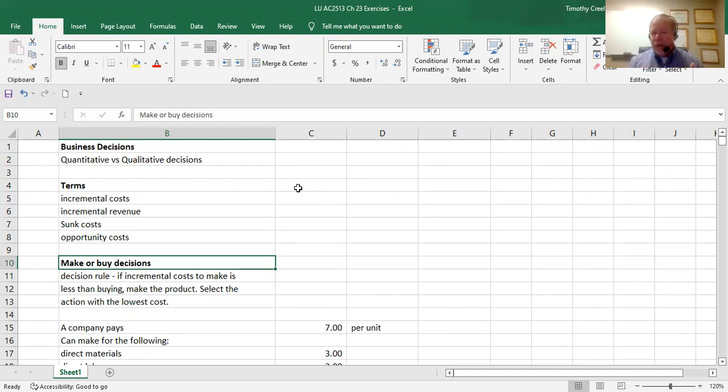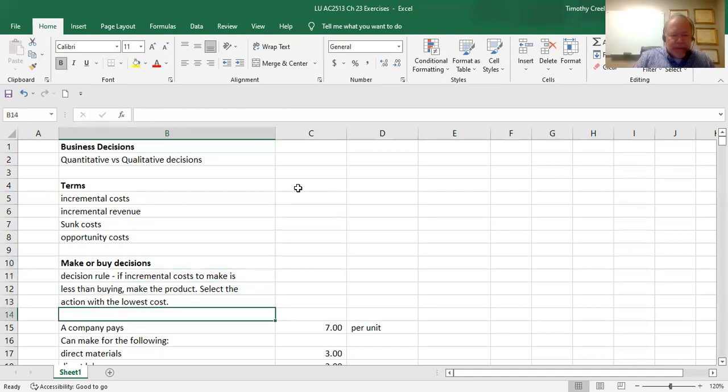We give up control of the quality. We give up control of the timeliness of delivery. And so we've really got to trust a supplier a lot to turn over control over something of that nature. Because think about it, if they're late or if they give us a shipment that doesn't meet our quality standards, then we might have to shut down production if it's a part maybe or something. So basically that is a big qualitative aspect of the decision when it comes to make or buy decisions.